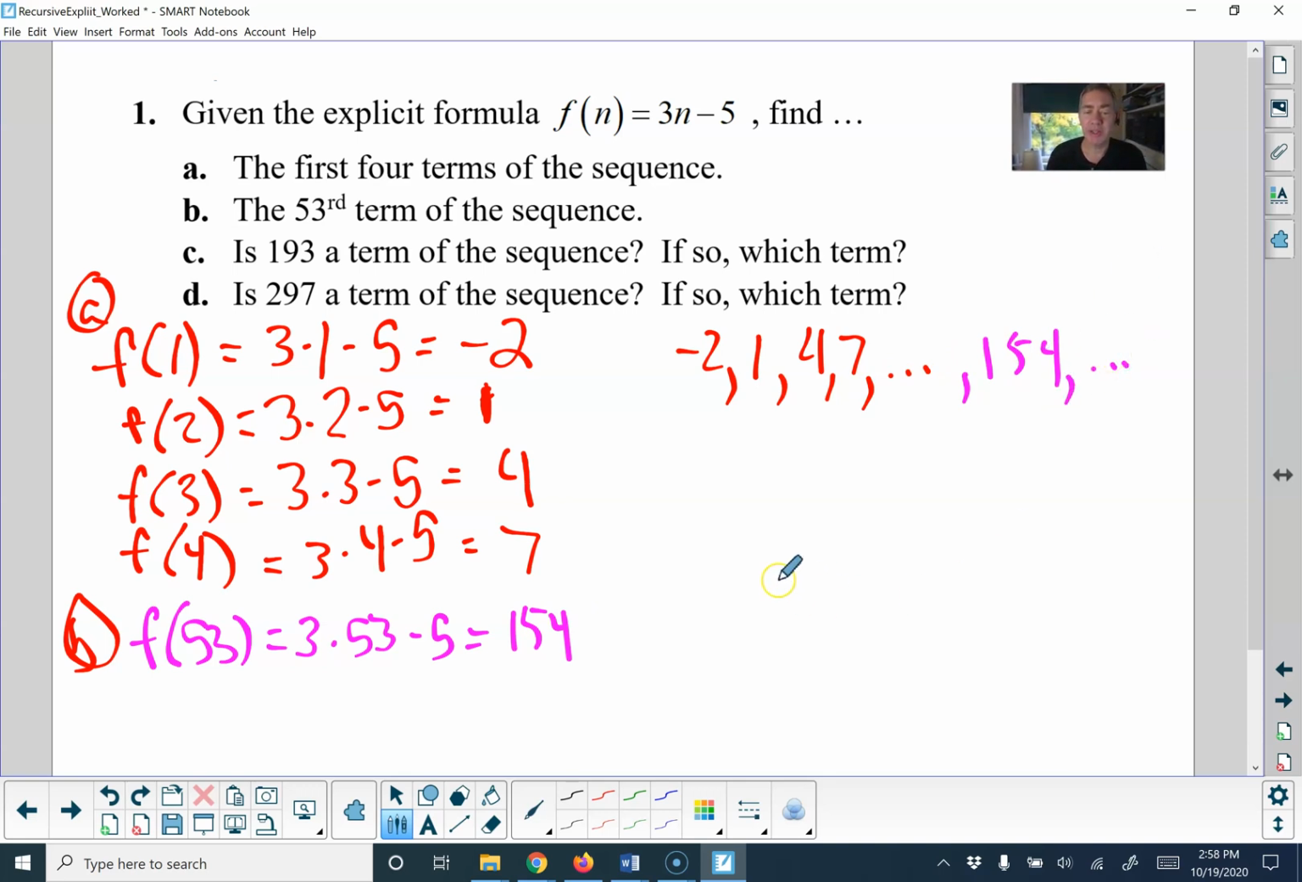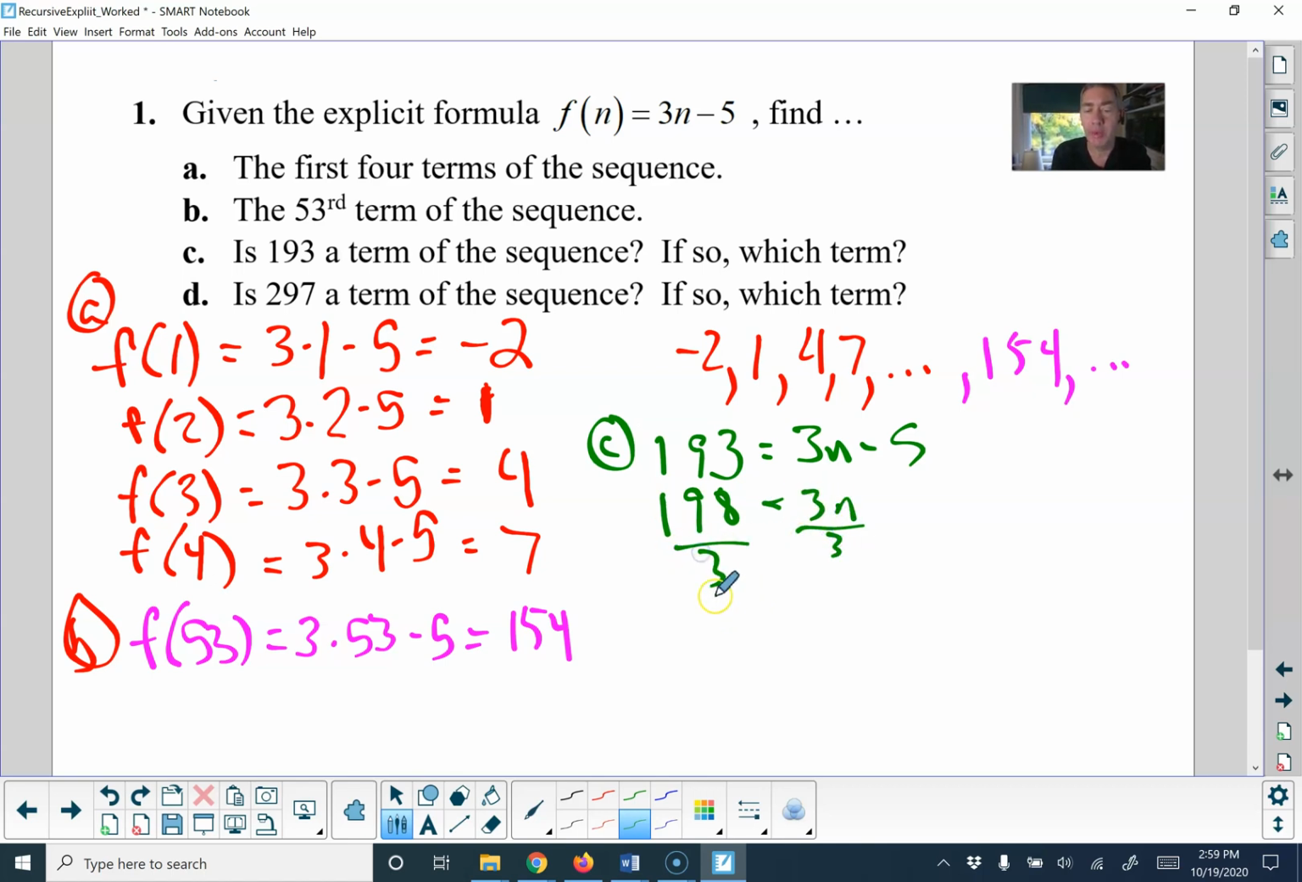Now, is 193 a term of the sequence? And if so, which? Let's find out. 193 is equal to 3n minus 5. This is part C. No problem. Add 5 to both sides. 198 is 3n. Divide by 3, and we get 66 is n. So yes, the 63rd term. Sorry, 66th term.